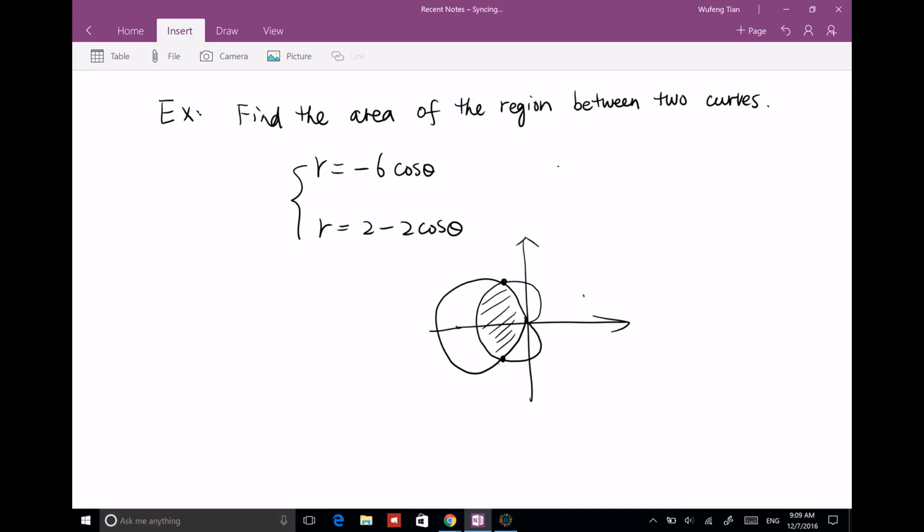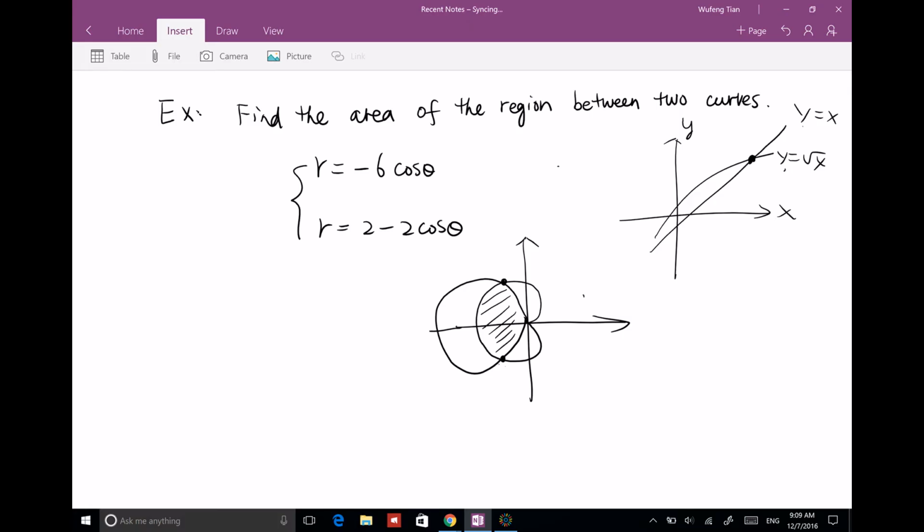Okay, so how do we find the intersection? For example, how do we find the intersection of two curves, if it's x, y, not polar coordinates, just x, y functions? Suppose this is y equals x and this is y equals square root of x. How do we find the intersection points? We basically set them equal to each other, y equals y, and solve for x. That's how we do it in rectangular coordinates.